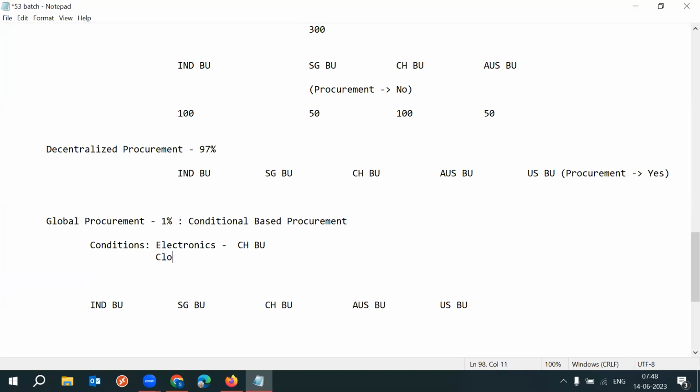Suppose I take any other category, for example clothing. It has to be procured from India only. See, I'm writing the conditions. This is called conditional based procurement. I named it so, but Oracle's name is global procurement. In case of clothing, I'm writing a rule that it has to be procured from India only. That means for anything related to the clothing category, Singapore has to procure from whom? India BU. China also has to procure from India. Australia also has to procure from India.